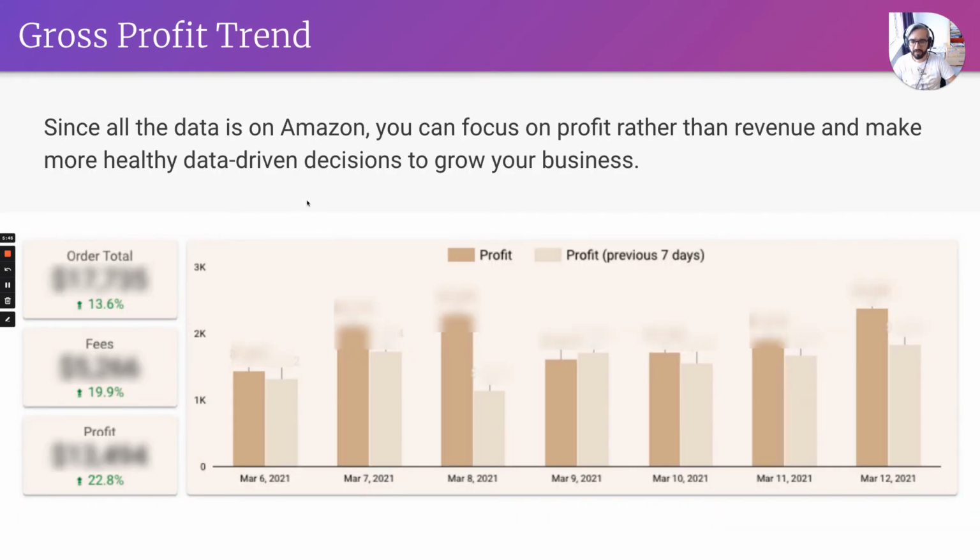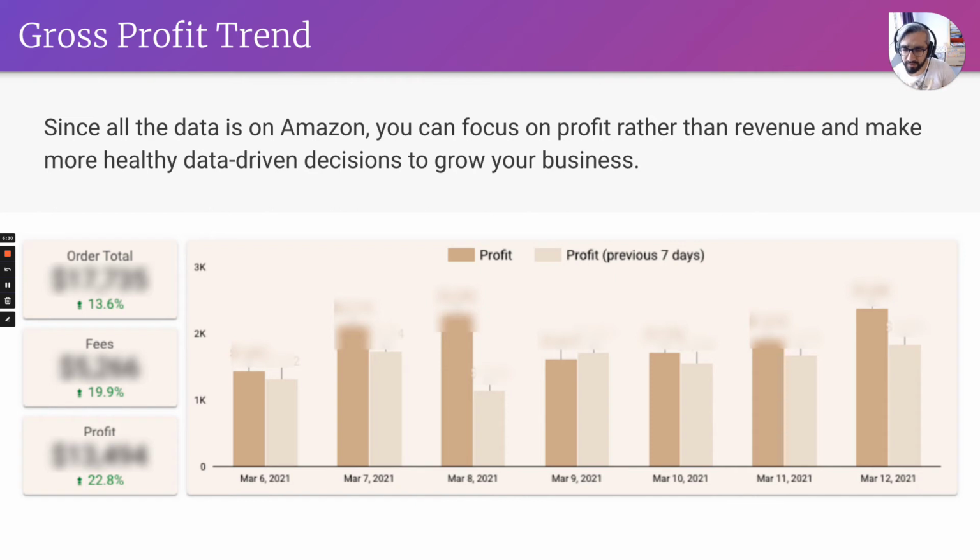Since we have all the data in Amazon, then maybe we can focus on the profit rather than the revenue or the cost, because we have all the fee, tax, shipping data, and also fulfillment cost. So maybe we can remove this cost from the order total. Then you can focus on the profit, and we can even merge the Google Ads and the Facebook Ads data with this dashboard, and maybe you can see a real operational profit with this dashboard.